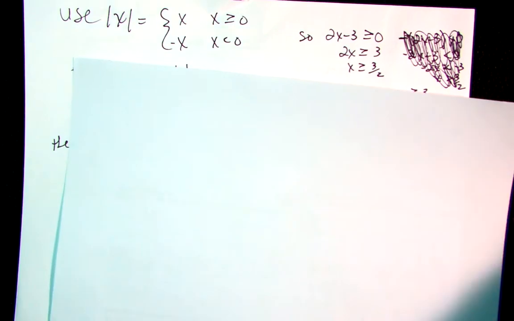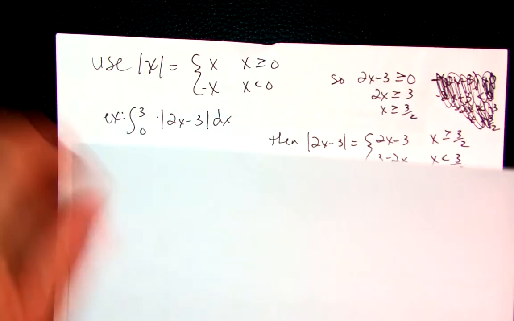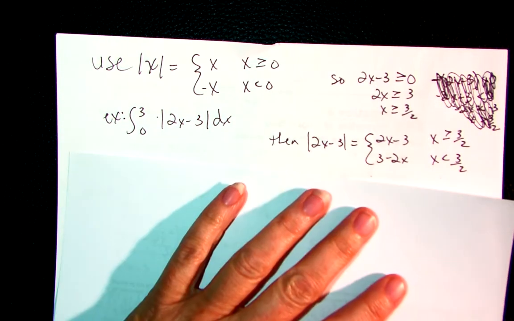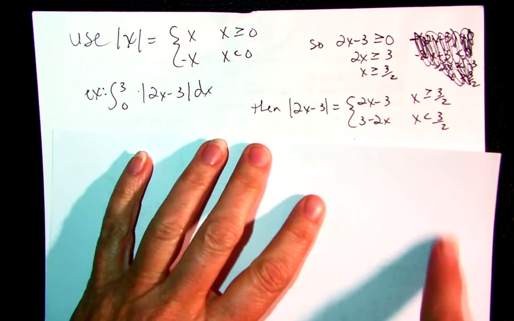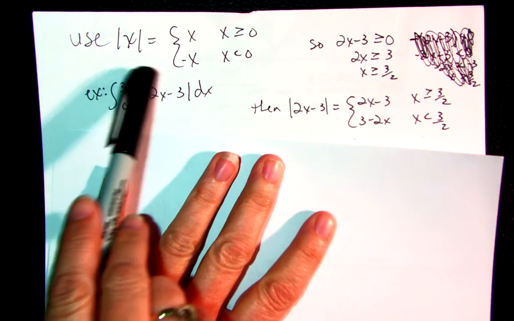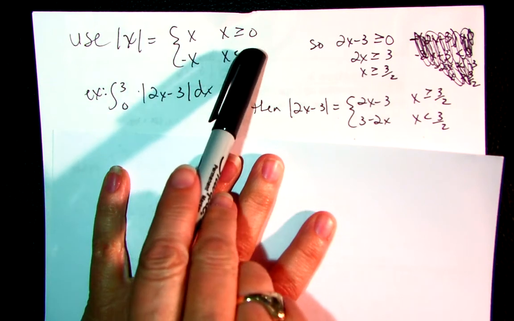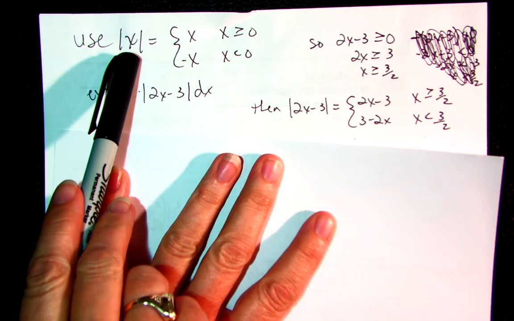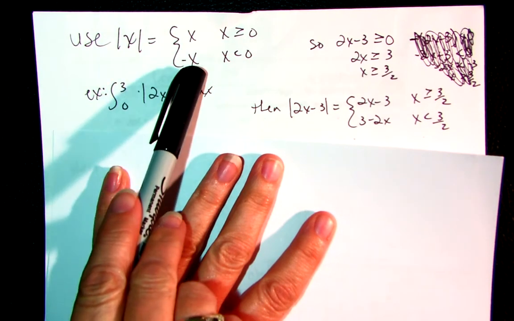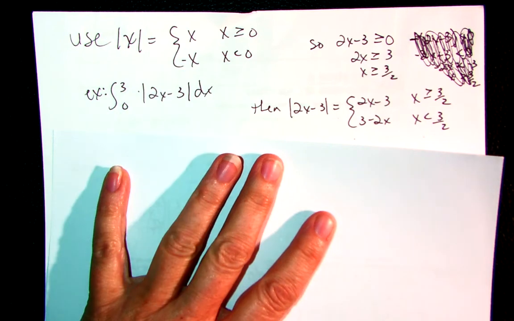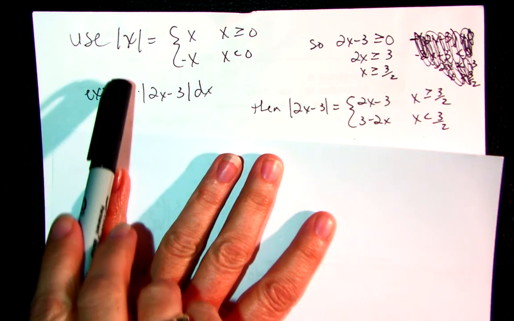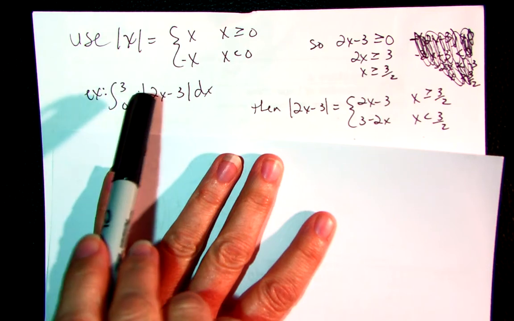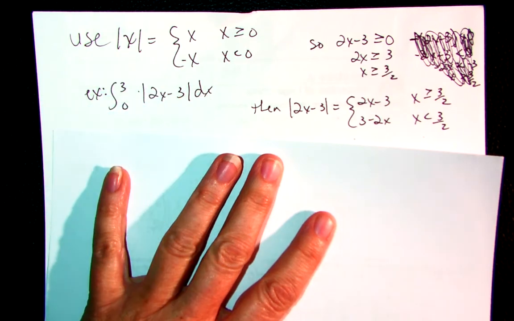One more problem. This is an absolute value problem. So we're going to use a definition back in Algebra 1. Definition of the absolute value of x equals x for x greater than or equal to 0, or the absolute value of x is the opposite of x if x is less than 0. So I have this definite integral from 0 to 3 of the absolute value of 2x minus 3 dx.